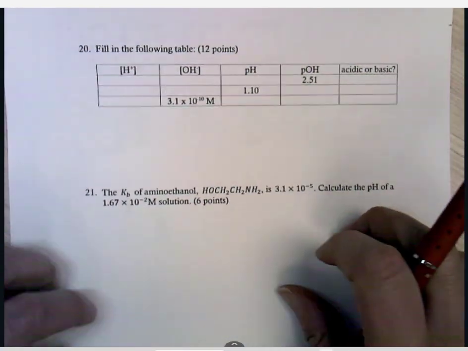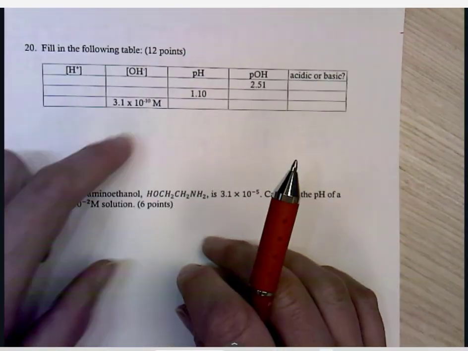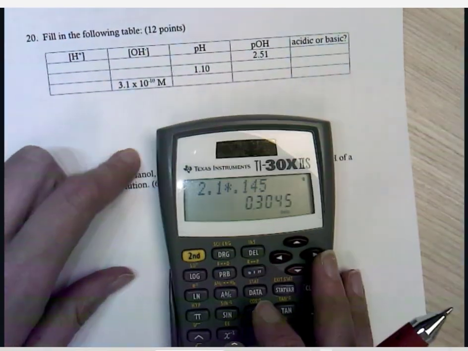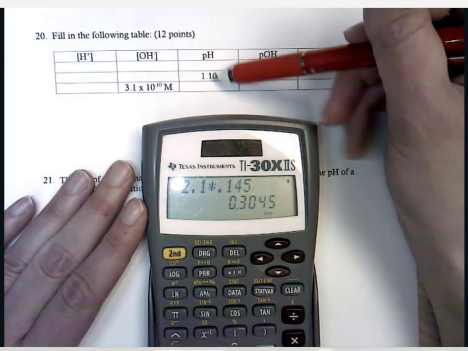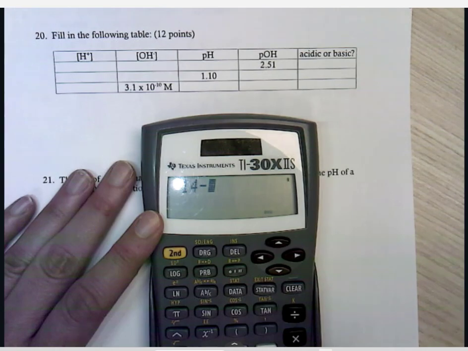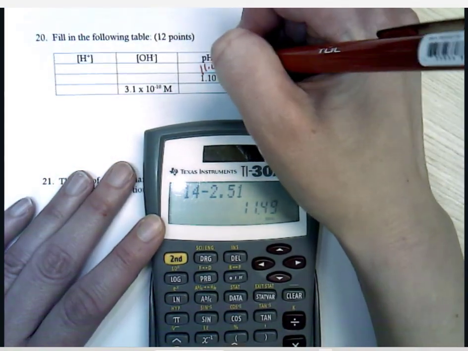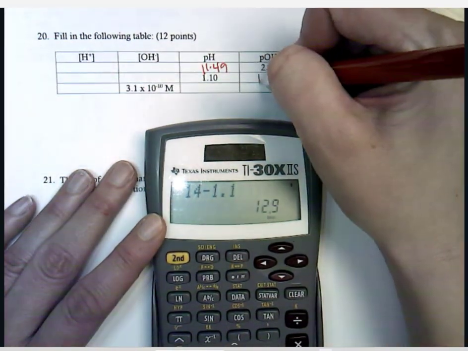All right, fill in the following table. I'm just going to talk through this as I type these into my calculator and explain what I'm doing, and not write it all out. Wherever I have a pH or a pOH, I'm going to do 14 minus it to figure out the other one. So this will be 11.49 and 12.9.